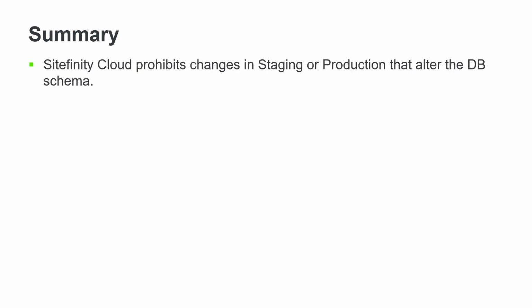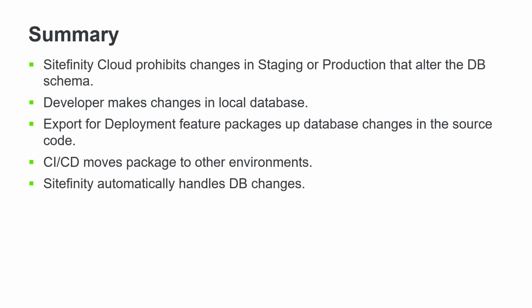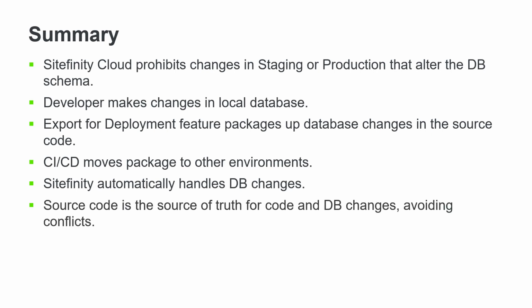In this video, we reviewed the process of making a local database change and deploying that change to staging and production. We learned that Sitefinity Cloud prohibits changes in staging or production that alter the database schema. Instead, changes are made by a developer in the local database. Then, the export for deployment feature is used to package up the database changes in the source code of the project. The standard CI/CD deployment pipeline then moves the package to the other environments, and Sitefinity automatically handles the database changes. This enables the source code to be the source of truth for code and DB changes and avoids conflict between environments.